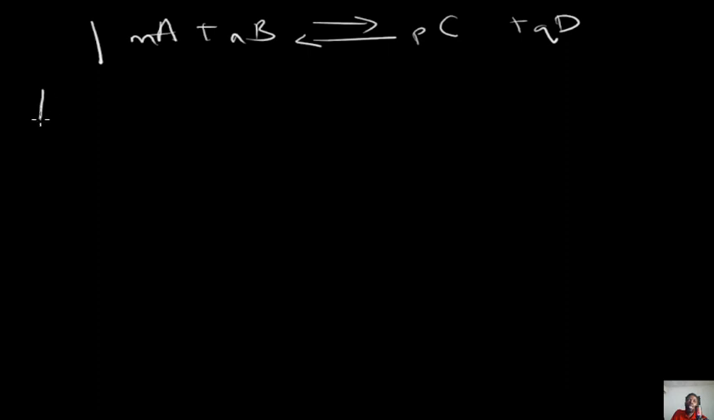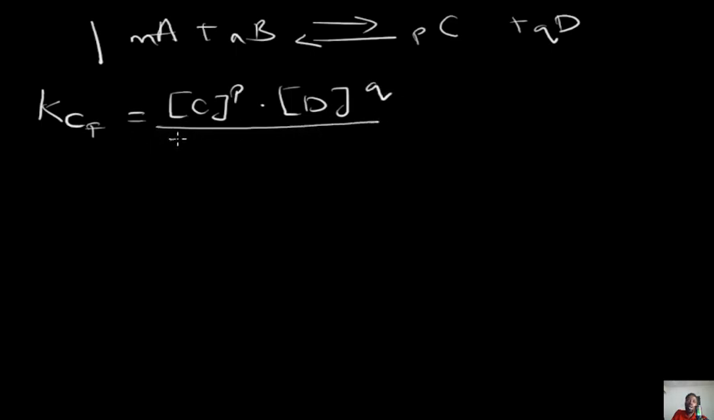If we are looking at the equilibrium constant for the forward reaction, forward means that this is the product and this is the reactant. So the product, active mass of C raised to power p, multiplied by the active mass of D raised to power q, all divided by the concentration of A raised to power m multiplied by the concentration of B raised to power n.